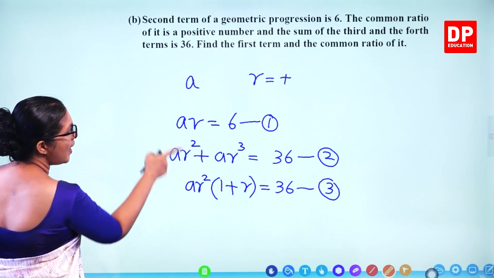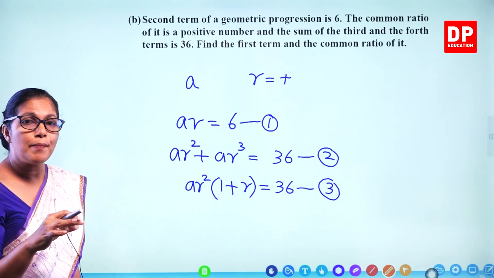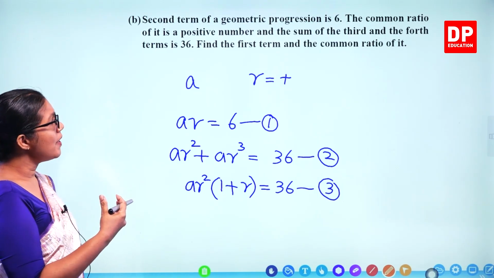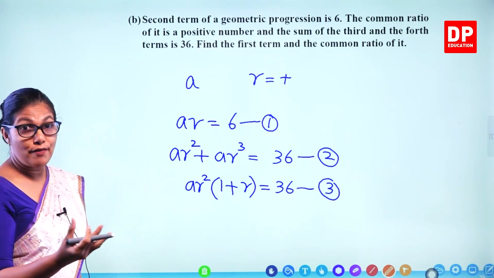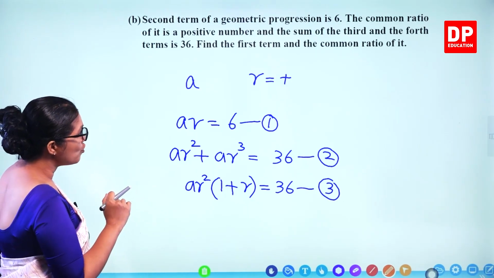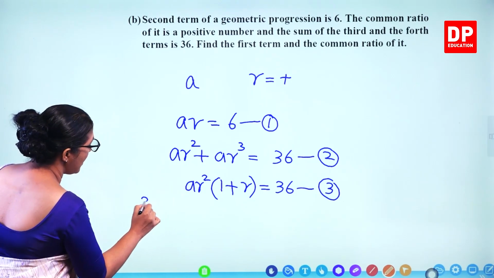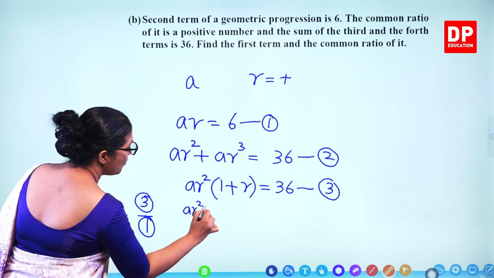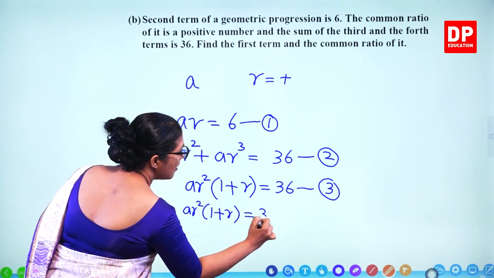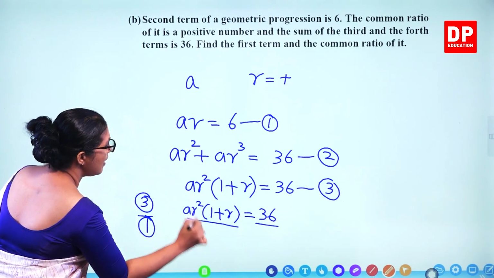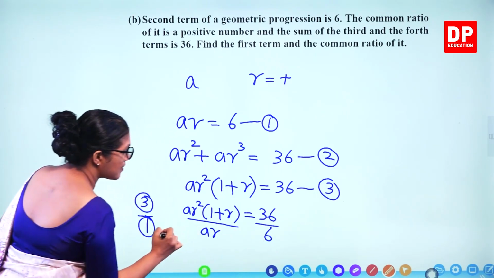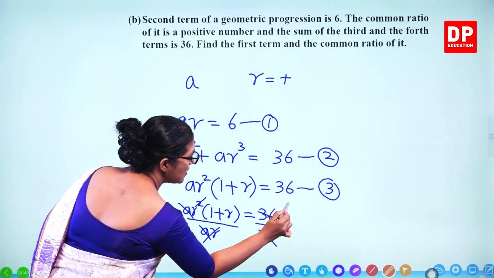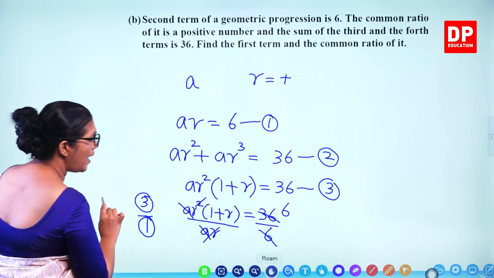Now we can divide the two equations. In arithmetic, if you want to get rid of one variable, we subtract. In geometric, when we want to ignore one variable, you have to divide. So we have to divide the two equations. Take the second, divide by the first one. You get ar squared (1 plus r) divided by ar, and here 6. The a gets cancelled out, one r gets cancelled out. 36 with 6, that's 6. Now simplify.